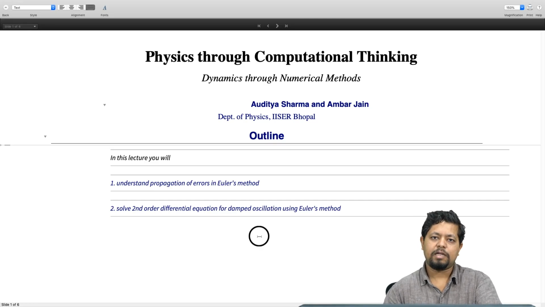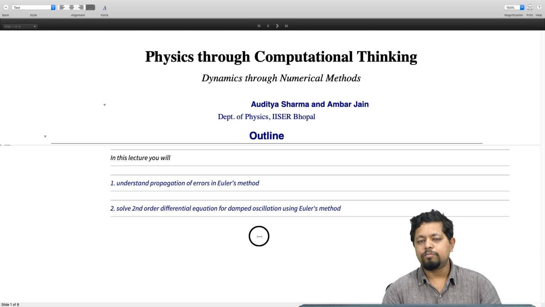Last time we learned how to implement Euler's method on the computer using Wolfram language on Mathematica, and we learned how to solve problems using Euler's method, how to solve ordinary differential equations in one dimension. Today we are going to learn how the error propagates in Euler's method, that is how the step size matters in the precision of the calculation, and we'll also see how to solve multi-dimensional problems, that is two-dimensional problems or three-dimensional problems using Euler's method.